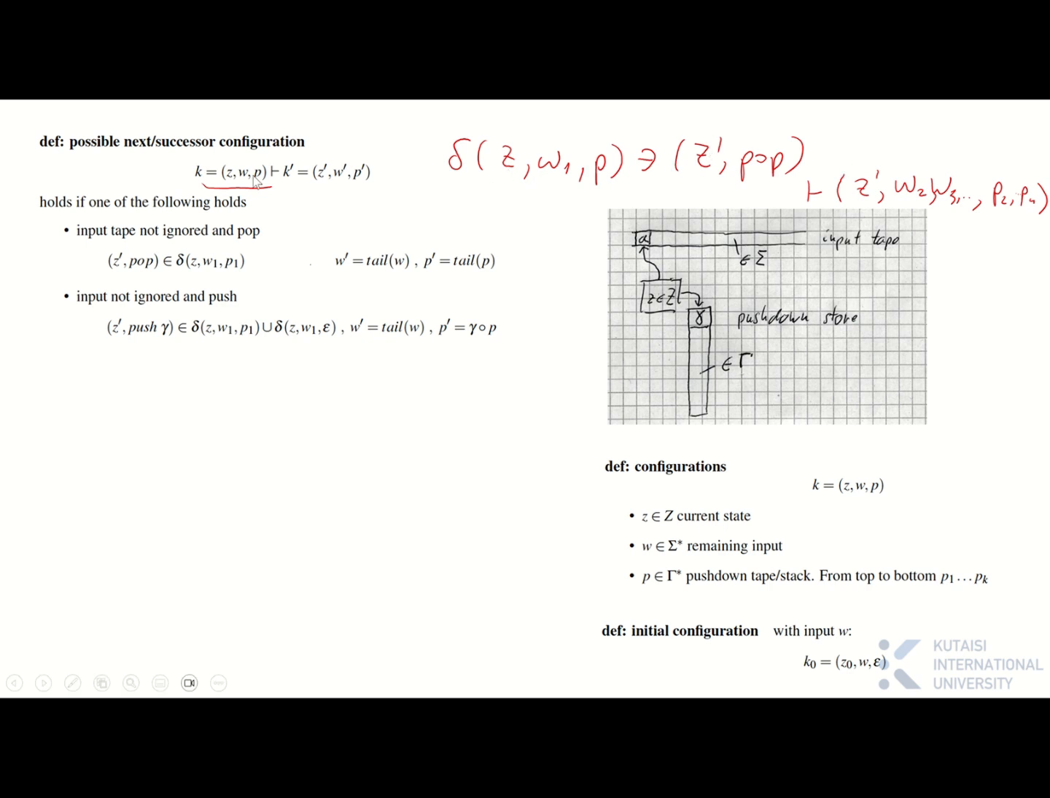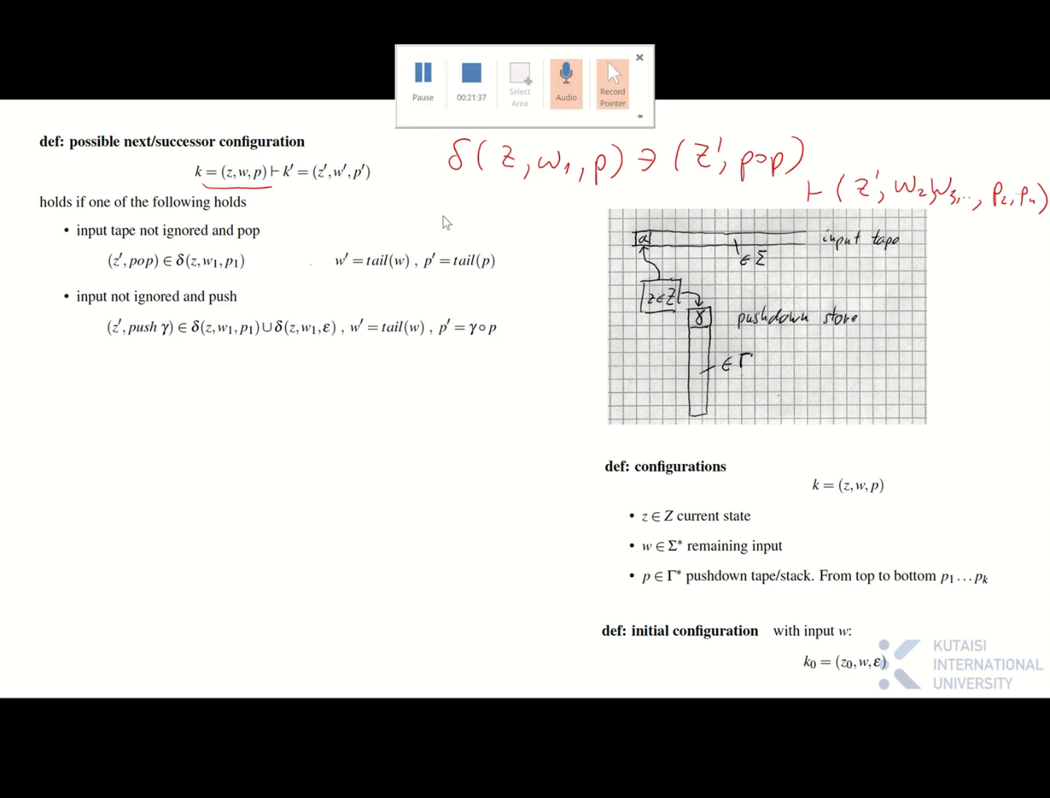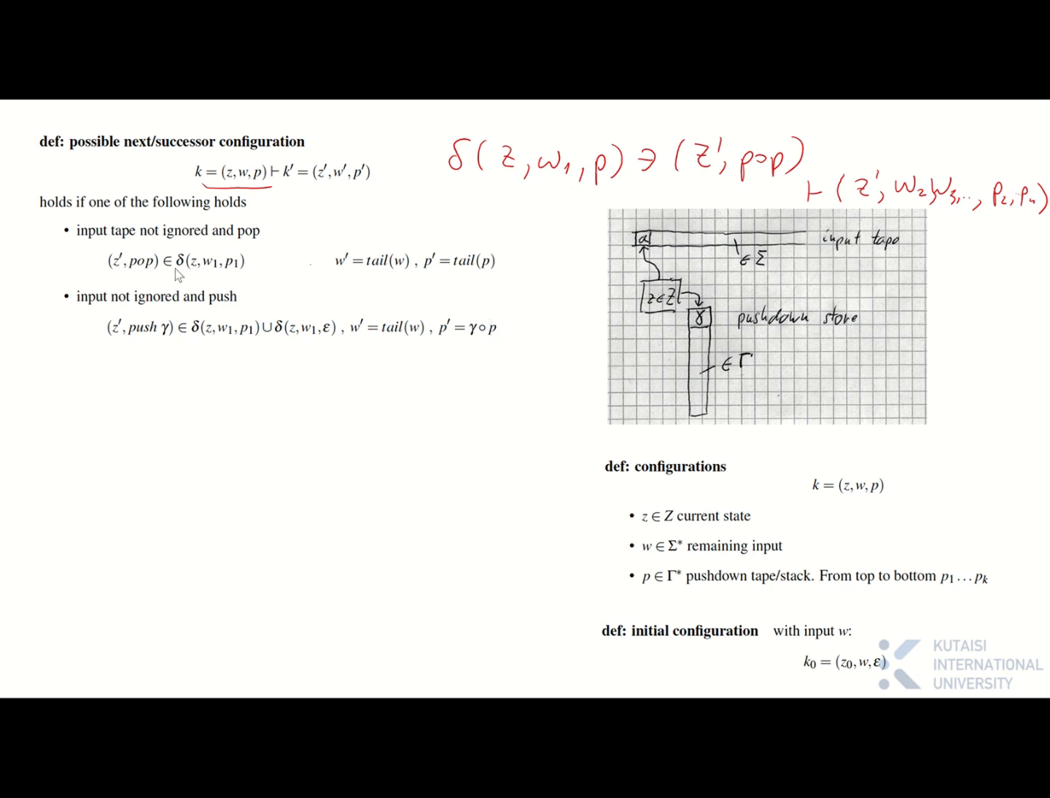So if I was in state Z, my word was W, and P was my pushdown string, then the next state, if Z prime pop is in my options, can be: I go to state Z prime, I read the first letter, so the letters left are W2 up to Wn, and I popped the first guy, so it's P2 up to Pn. Okay, this is all it says.